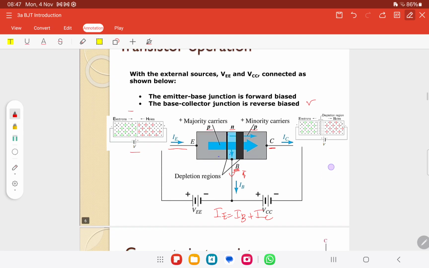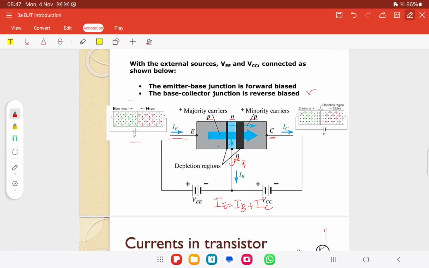Okay, please do not conclude IB is straight away equal to 0. Okay, you need to calculate it first. If the value really is too small, then you can assume it as 0. If it is nanoampere, then you can assume it as 0. Or when you cannot do it anymore, when the calculation really cannot be done, then you can assume it as 0.